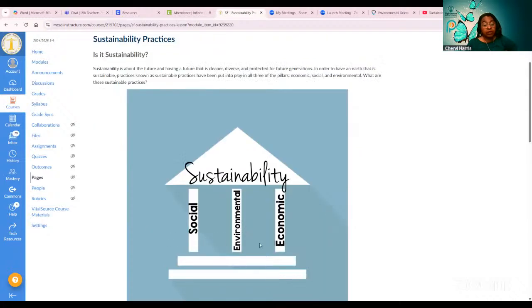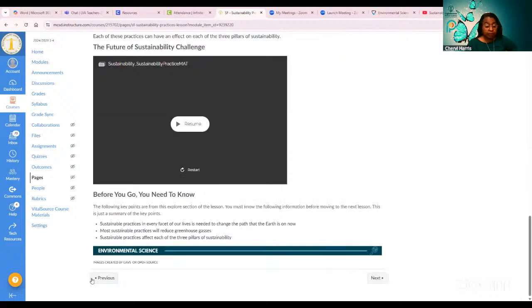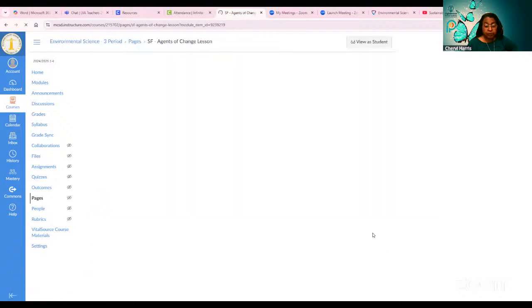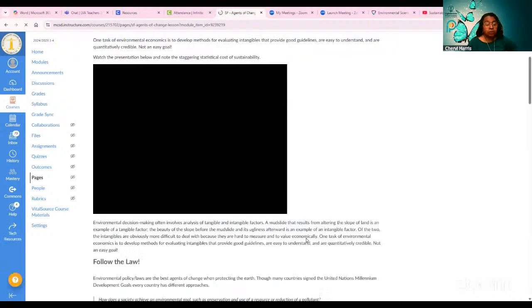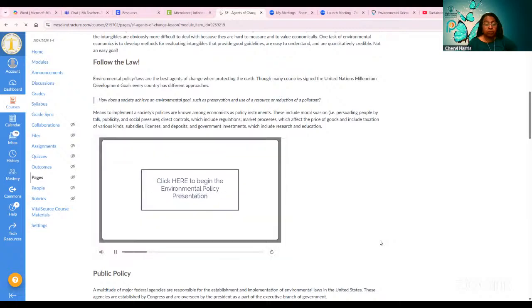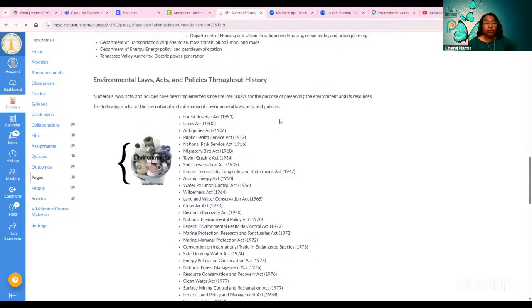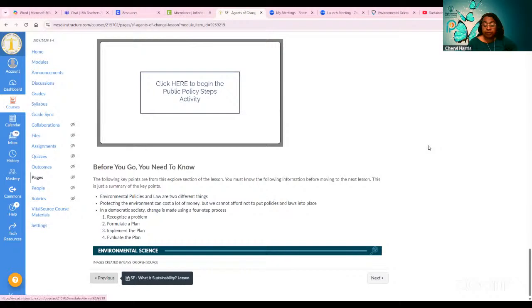One of the other units had these three pillars where you could click on them. Let me go back. It defined the importance of those pillars. And just take a look at, we're going to come back to that too. There's a whole list of acts that you need to be aware of.